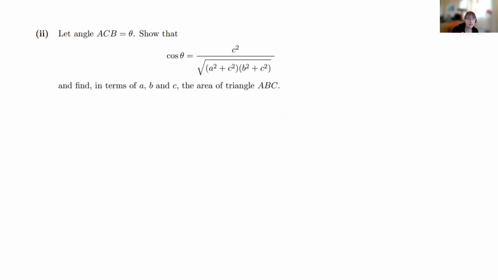So it's a good idea to sketch it out. So we've got a picture like this. This is C, this is A, this is B, and we know the angle ACB is equal to theta.